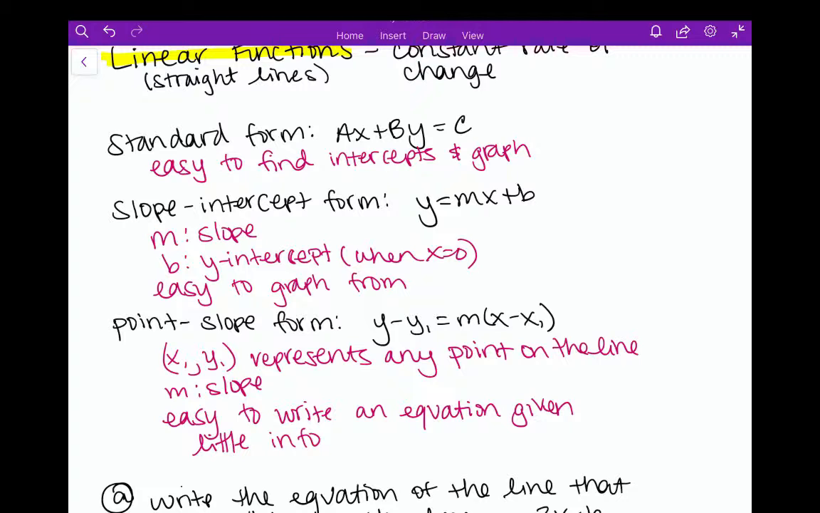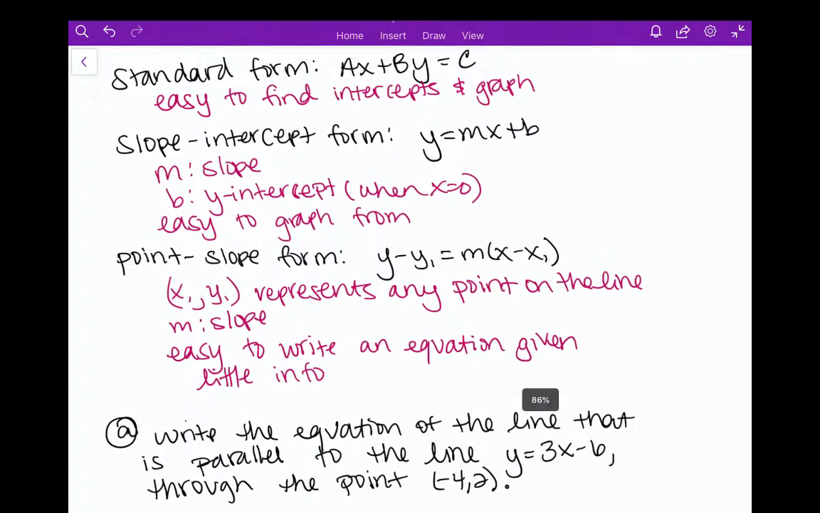Slope-intercept form is y equals mx plus b. This is the one that most people remember. This is the one that we use probably most often. The slope is m and the y-intercept is b. And so this is easy to graph from. So if you have this equation, it's very easy to graph the line. But this is not easy necessarily to write in. In other words, if I have information about a line and I'm trying to write an equation, this may not be the best option because if I don't know the y-intercept, it makes it a little bit more difficult to use that. Though you can, and I'll show you how to do that.